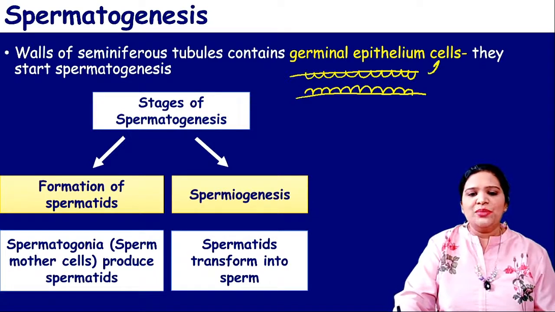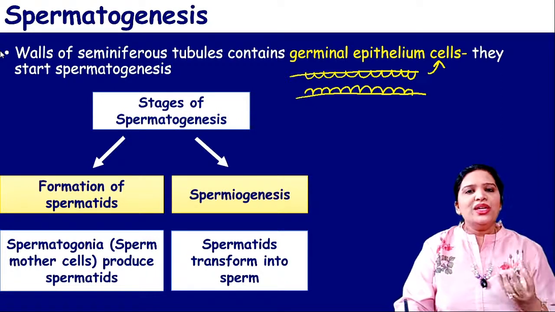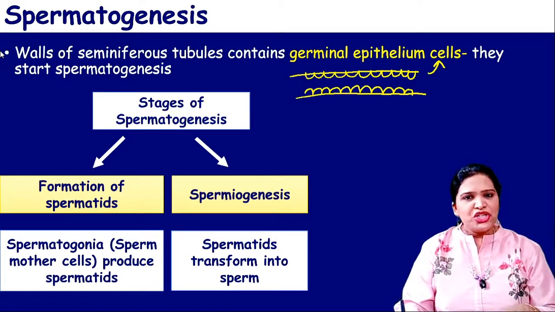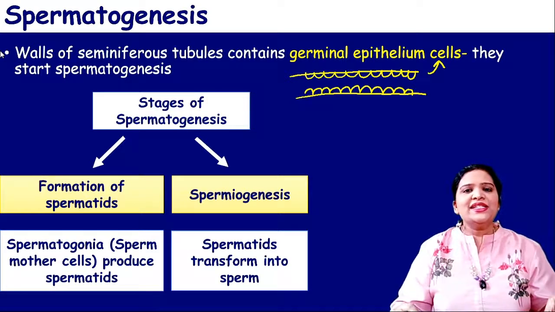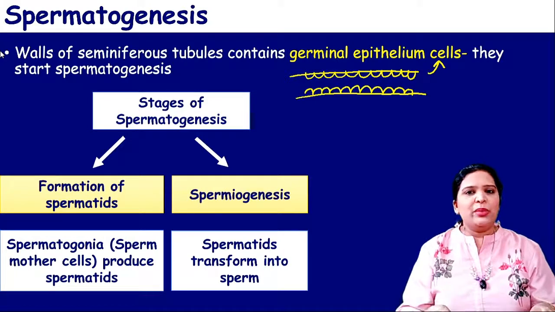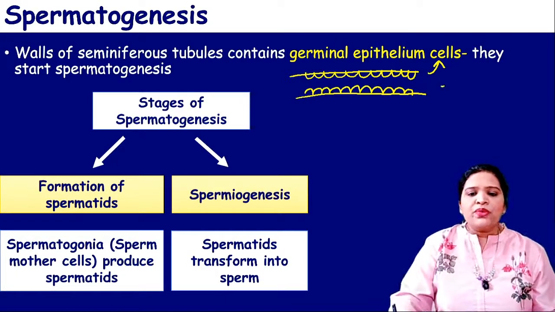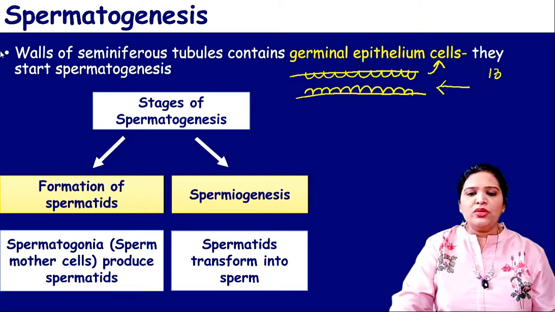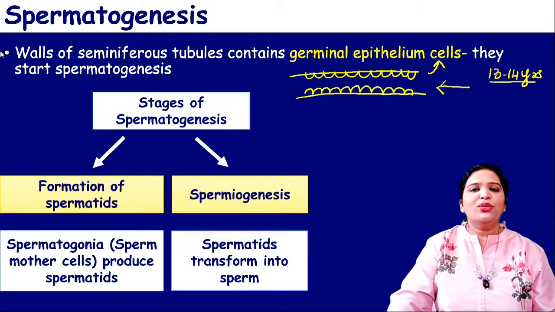This is the germinal epithelium cell. So what is the germinal epithelium cell? Where did it come from? These are the primordial germ cells. During embryogenesis, they got differentiated and reached the gonads, and they settle on the walls of the seminiferous tubules. Now, when the boy attains puberty, at about 13 to 14 years, what happens?